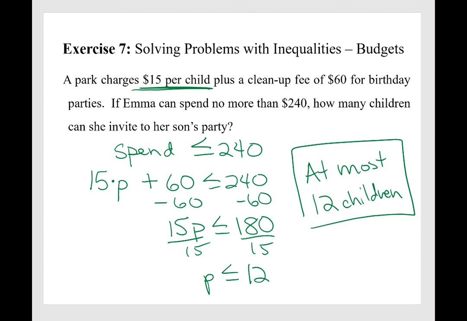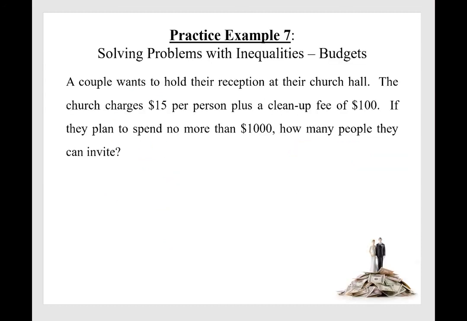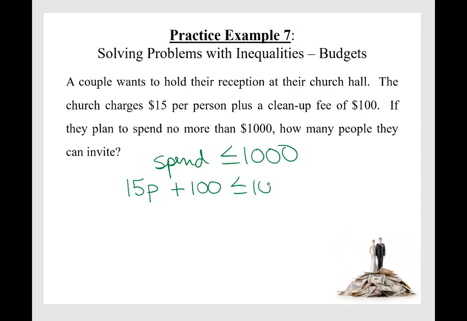All right, so now it's your turn to try, and you are going to budget a wedding reception. Here's your example. Go ahead and press pause, give it a try, and then I'll see you back in a second. All right, so in this case, their budget, they have to spend no more than $1,000. So you're spending less than or equal to $1,000. And on this wedding reception, we are spending $15 per person plus the cleanup fee of $100. So there is the inequality that I'm looking for.